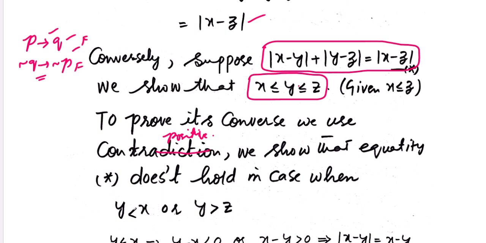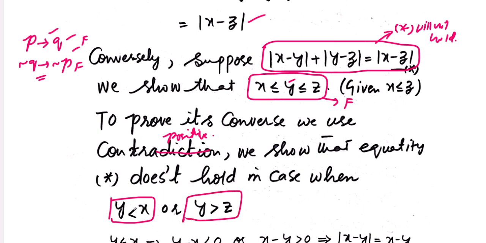So I will show that if this is false, then star will not hold. Actually here it is given x is less than or equal to y, but I will take its false part. I will take y is less than x and/or y is greater than z. By taking y less than x and/or y greater than z, we will show that this star will not hold. This is our target.